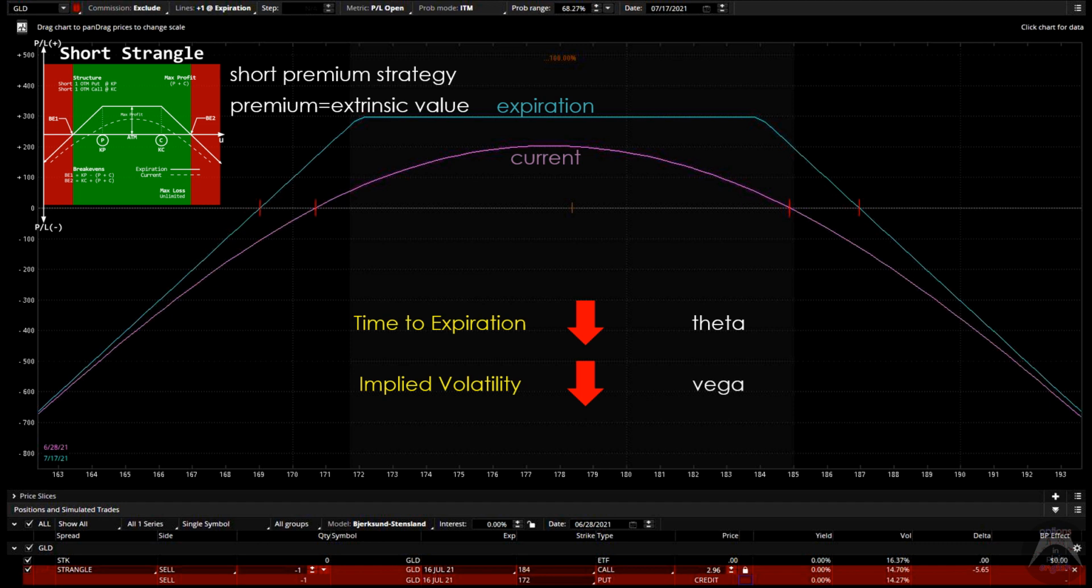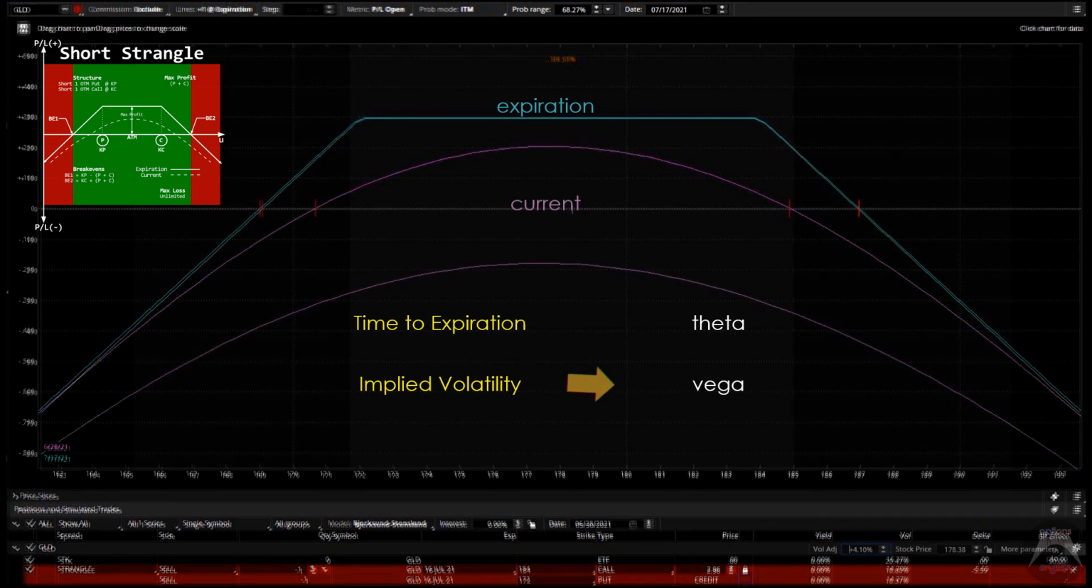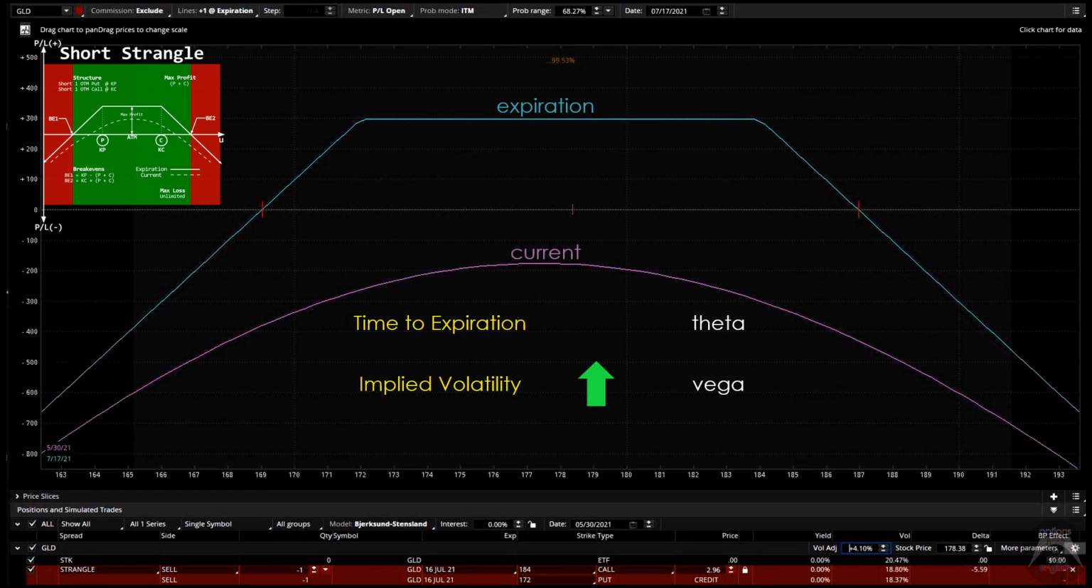On the other hand, if implied volatility goes higher, the current P&L line will be affected in the opposite direction as before, so it'll be shifted down. In this short premium strategy, an increase in implied volatility is so harmful to our position that at this point, there is no stock price at all where we could possibly have any profits, and this is a direct result of the increase in implied volatility.